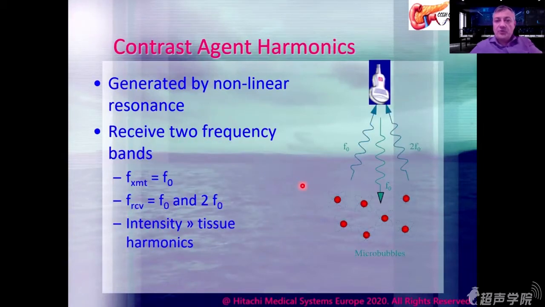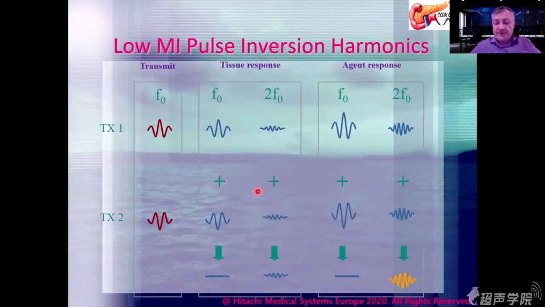When talking about contrast agent harmonics, they are generated by nonlinear resonance. Usually the transducer emits with one frequency, and then both the fundamental frequency and the second harmonic are received. And when doing contrast harmonics, different types of techniques are used.